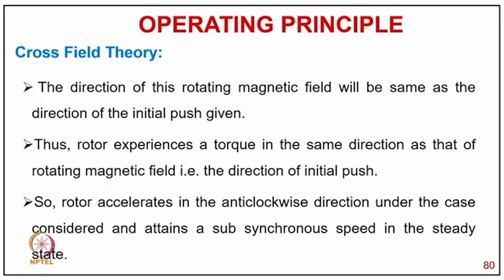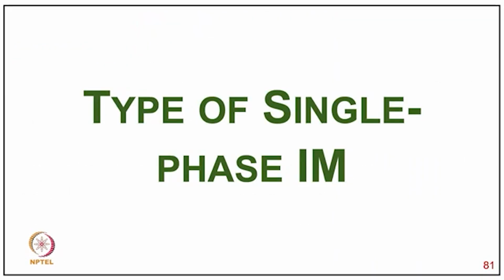The direction of this rotating magnetic field will be the same as the direction of the initial push given. Thus the rotor experiences a torque in the same direction as that of the rotating field, the direction of the initial push. So the rotor accelerates in the anti-clockwise direction in the case considered and attains a subsynchronous speed in the steady state. These are the two concepts which are basically used in the theory of the single phase induction motor. Now we can classify the single phase induction motor.